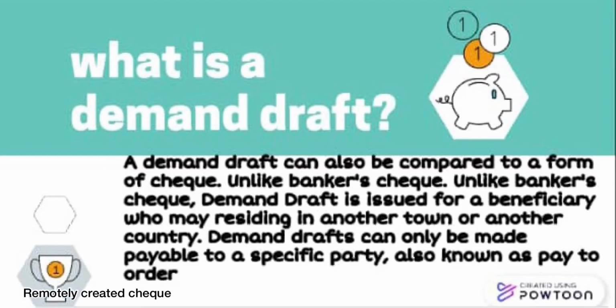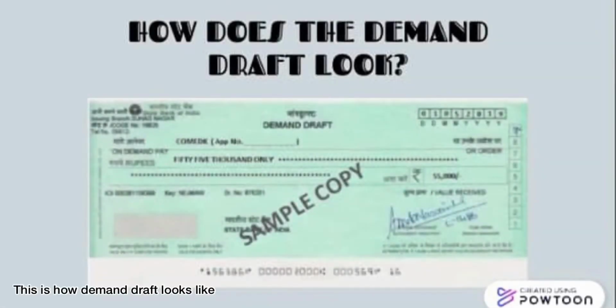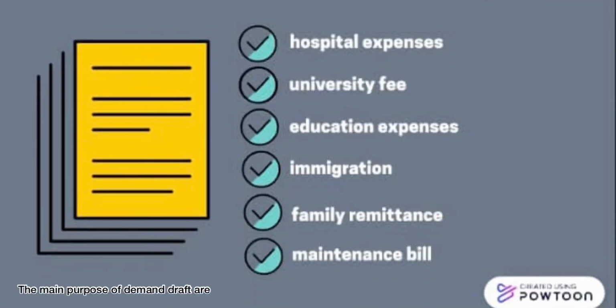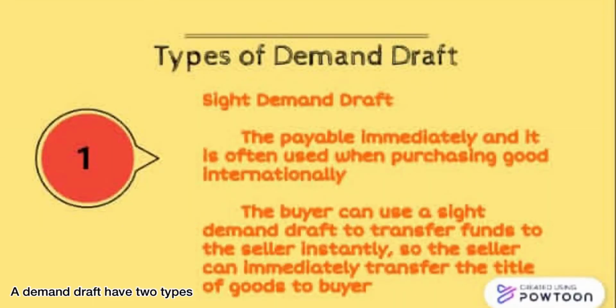Remotely created checks are orders of payment created by the payee and authorized by the customer remotely, using a telephone or the MICR code from a valid check. This is how a demand draft looks like. The main purposes of a demand draft are hospital expenses, university fees, education expenses, immigration, and family remittance. A demand draft has two types: the first one is a sight demand draft and the second one is a time demand draft.